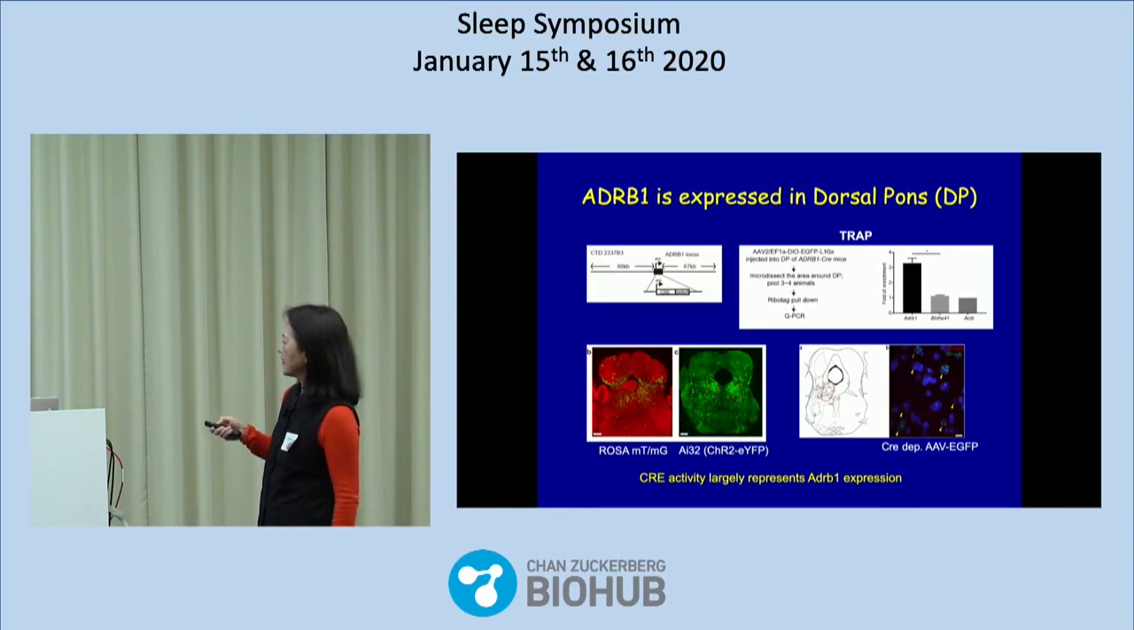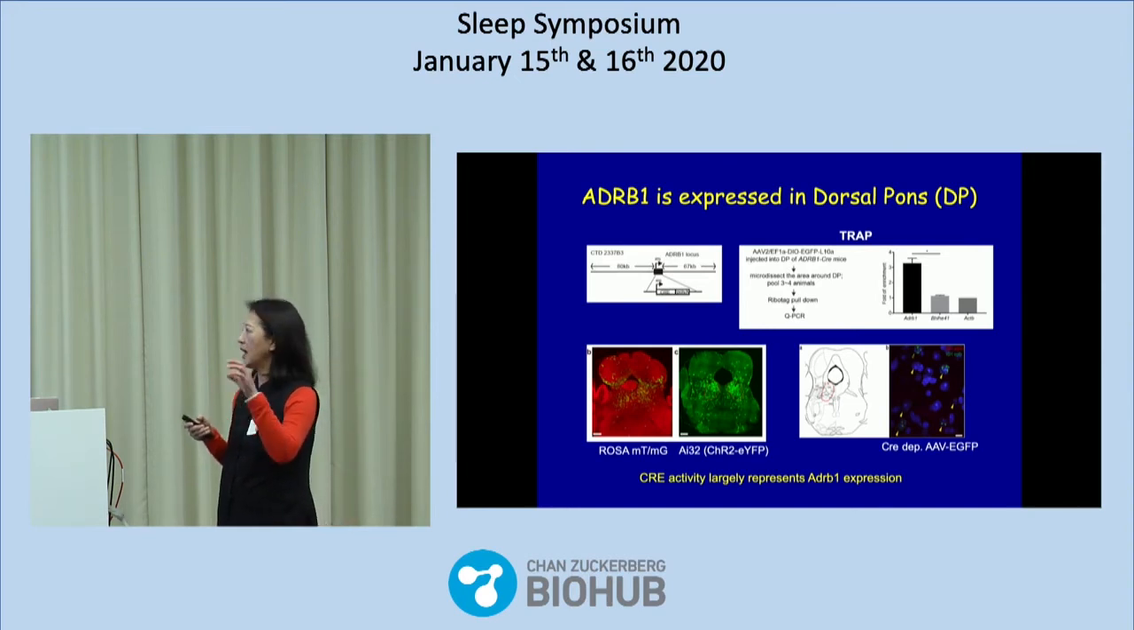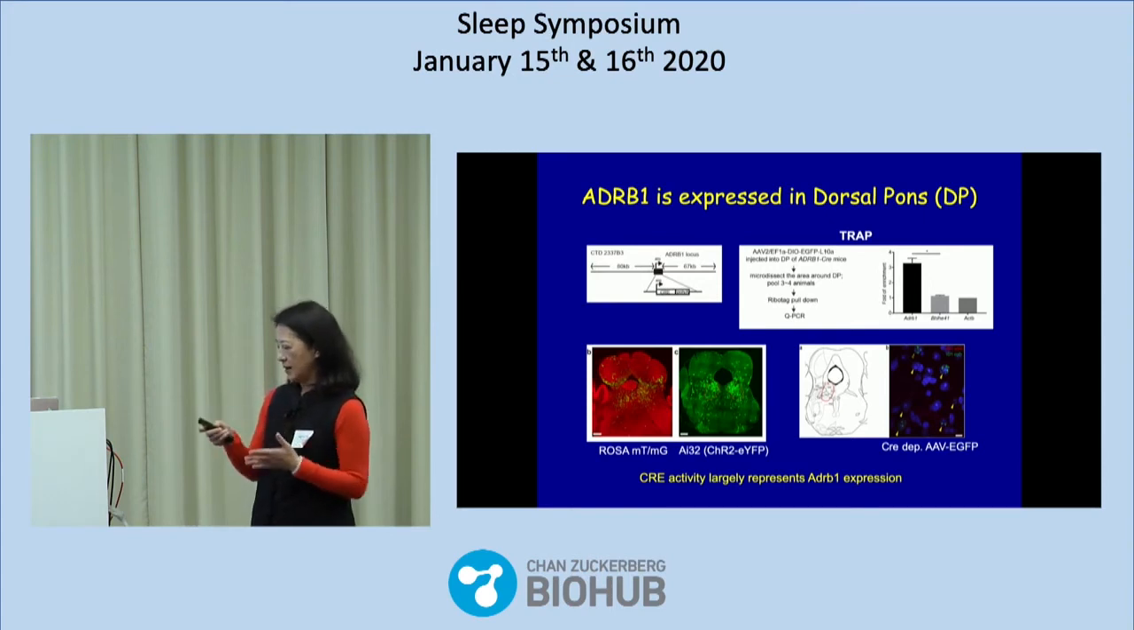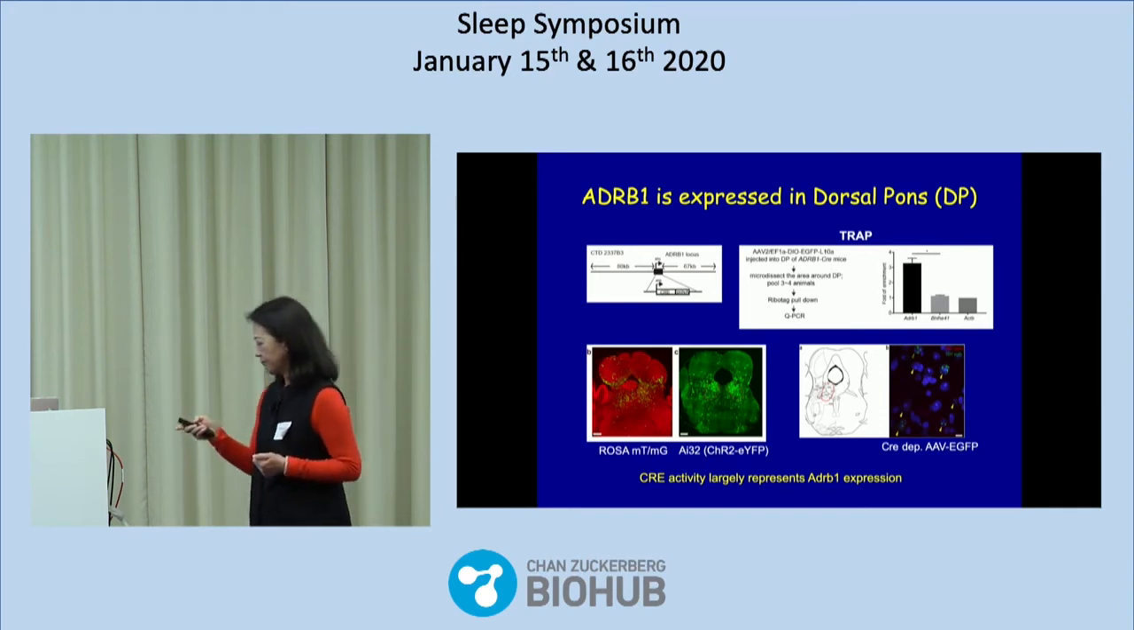The second thing he did was inject AAV virus encoding EGFP into the dorsal pons, and then use an in situ probe for ADRB1. What he found was that more than 80% of the neurons co-expressed EGFP and ADRB1. This suggests that this Cre line is a very good Cre line to represent ADRB1 expression.